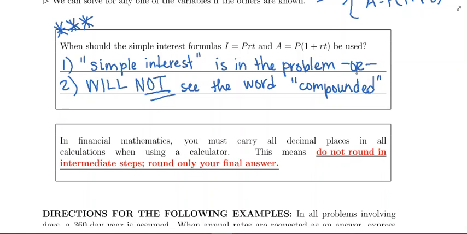Once you identify it as a simple interest problem, then you've got to decide, do I use I equals PRT? You would use that if you're trying to calculate the interest. Or if you're trying to calculate the total amount to pay back, then you would use A equals P times 1 plus RT. Okay, so that's how you can tell. All right, so now we're going to actually start working problems. These will all be simple interest problems.